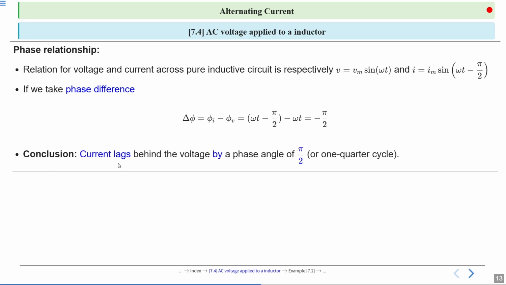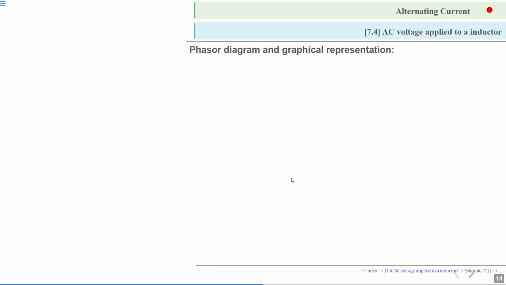It means the current lags behind. We found the phase of current with respect to voltage to be minus pi by 2. The negative sign represents that it is lagging behind the voltage. So the current lags behind the voltage by a phase angle of pi by 2, or we can say 1/4 cycle.